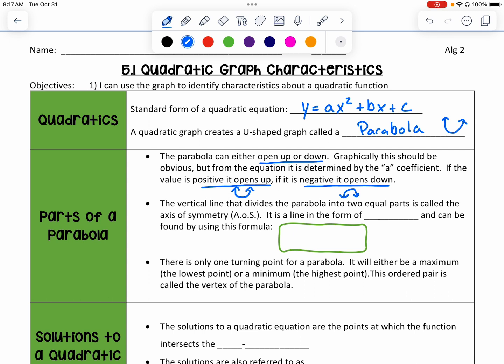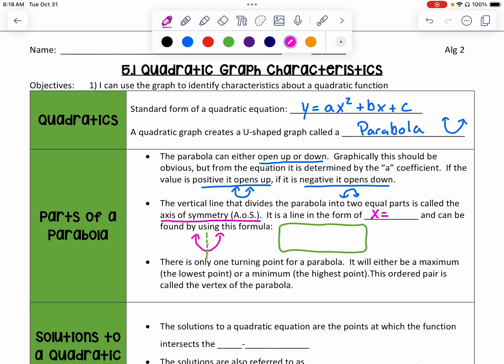Something else about parabolas is they are symmetrical, like there's a vertical line that divides the parabola into 2 equal parts. And that invisible line is called the axis of symmetry. So when you have a parabola, that U shape, there's an invisible line that cuts through the center. That's the axis of symmetry. And the equation for this is written as x equals whatever the x value is that it's cutting through, because an x equals equation is that vertical line.